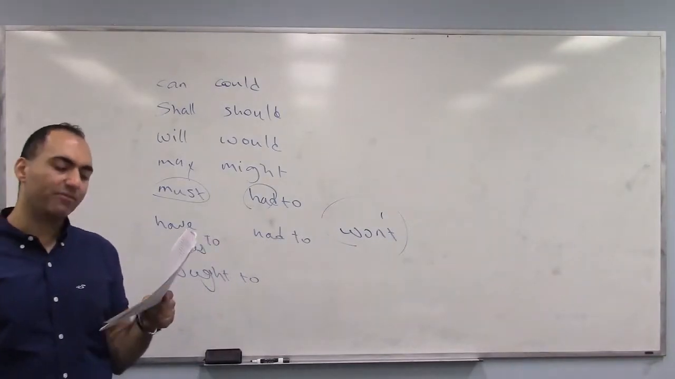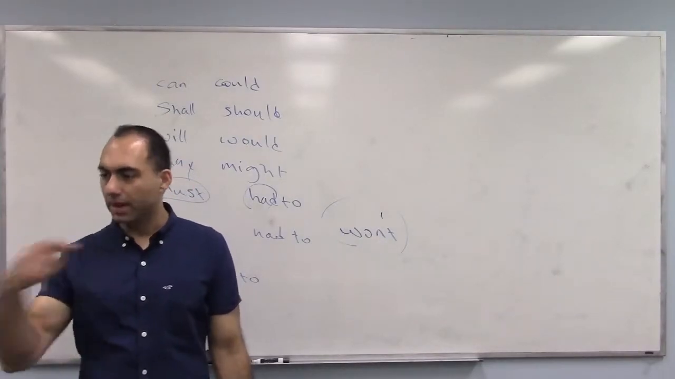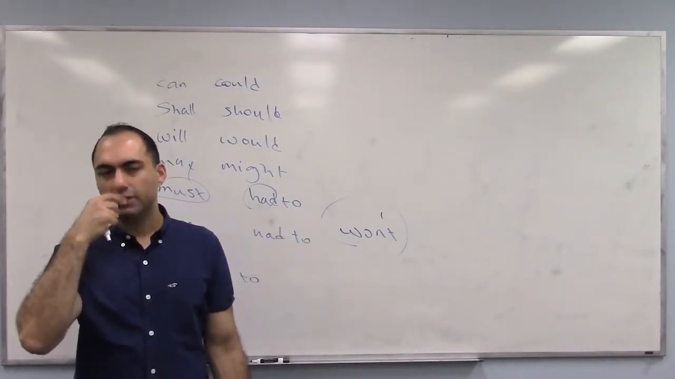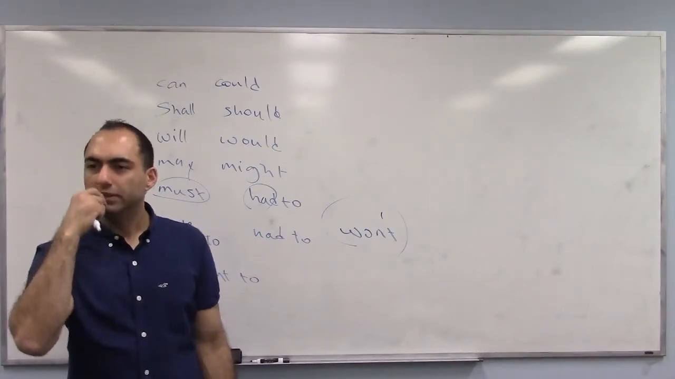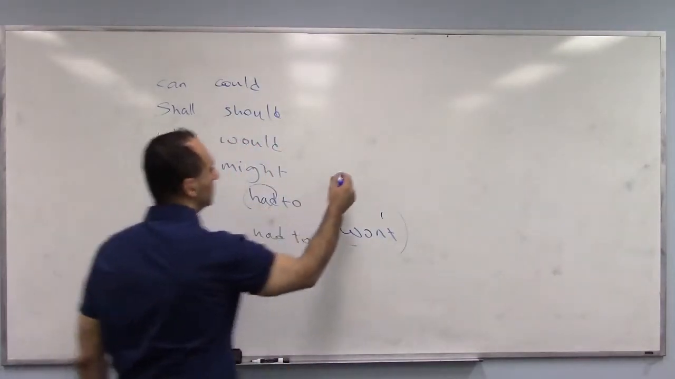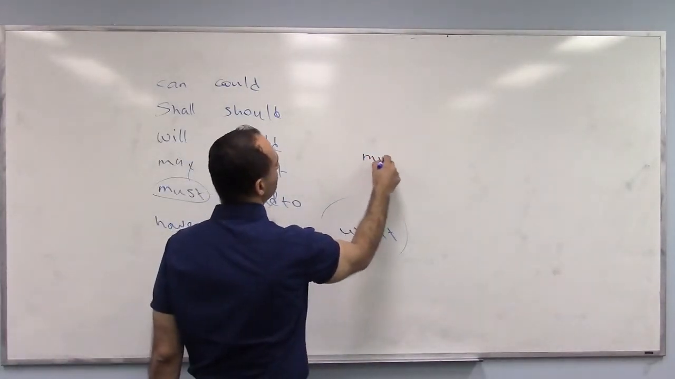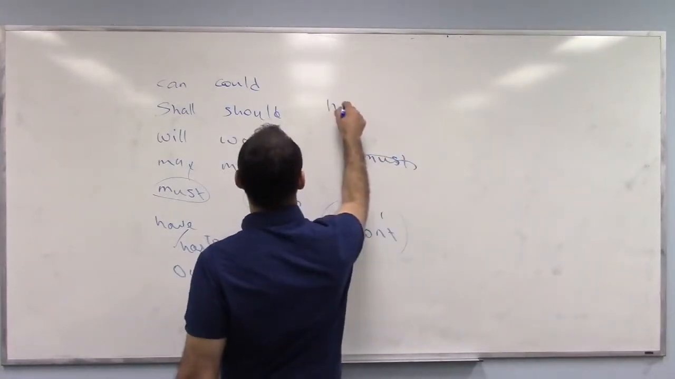This house must have been built over 200 years ago. Deduction in the past. I think someone must have built this house 200 years ago. This house must have been built 200 years ago. Must have been built, right? Should have been. Must have been. All of this, have been.